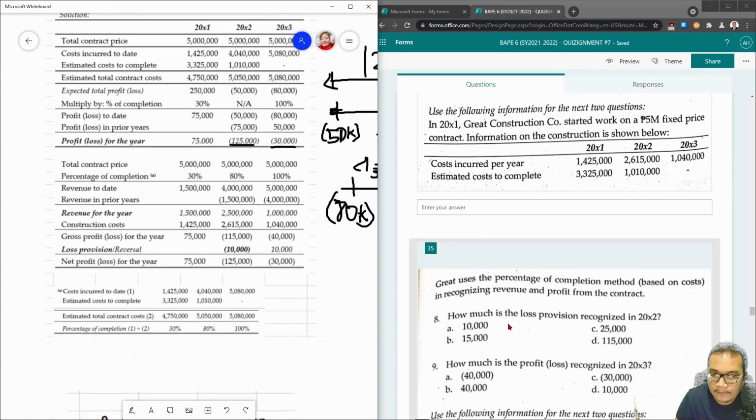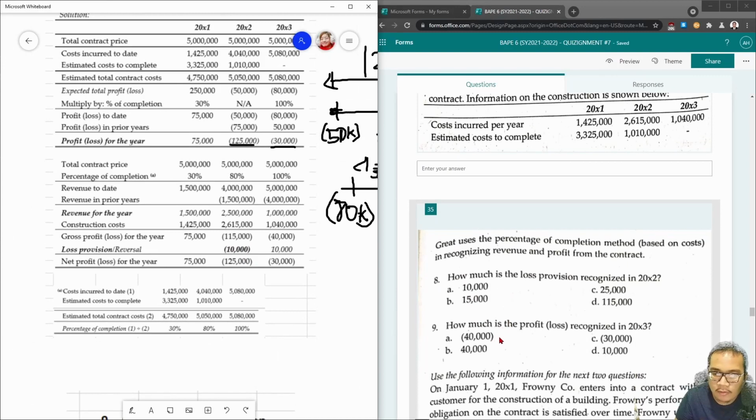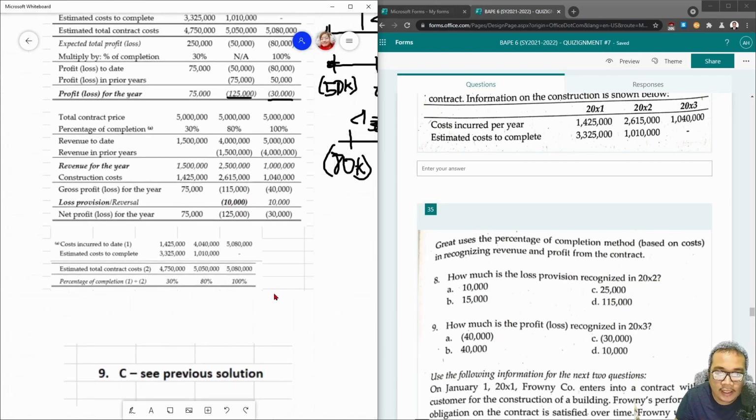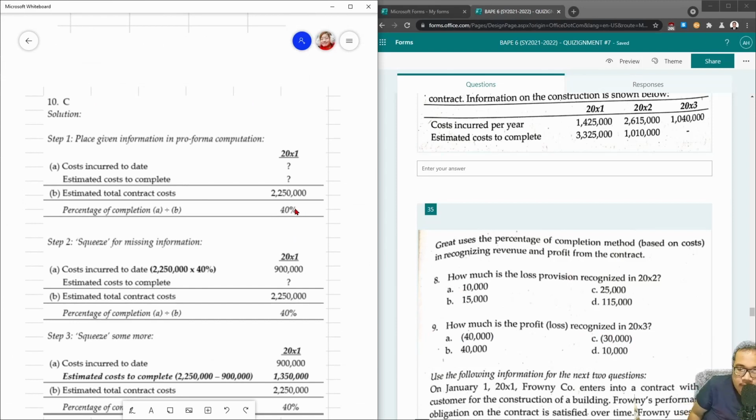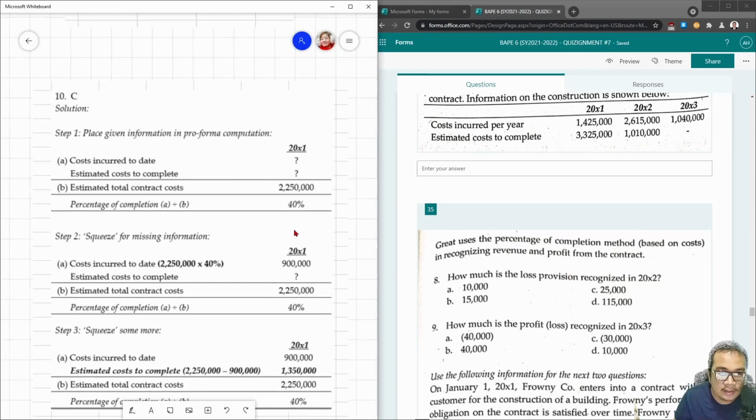Ngayon, ang number 9 question is how much the profit or loss recognized in 20x3. The answer is letter C, 30K. So, let's go to number 10. Don't forget the onerous contract, PAS 37: Provisions, Contingent Liabilities, and Contingent Assets. Anyways, let's go to number 10.